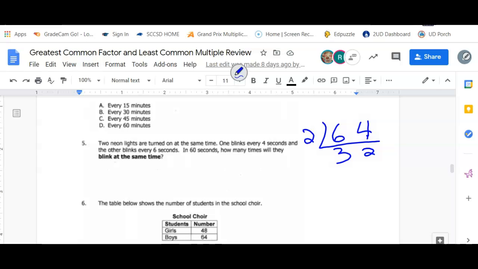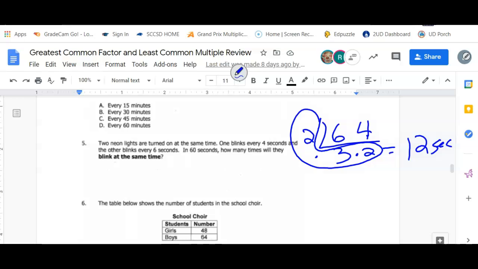Where is the LCM in the ladder method? Paige. Perfect. All the numbers on the outside. It creates an L, a sock, a shoe, whatever you would like to think, but it's everything on the outside. 2 times 3 is 6, times 2 is 12. That means every 12 seconds, both of these neon lights blink at the same time.